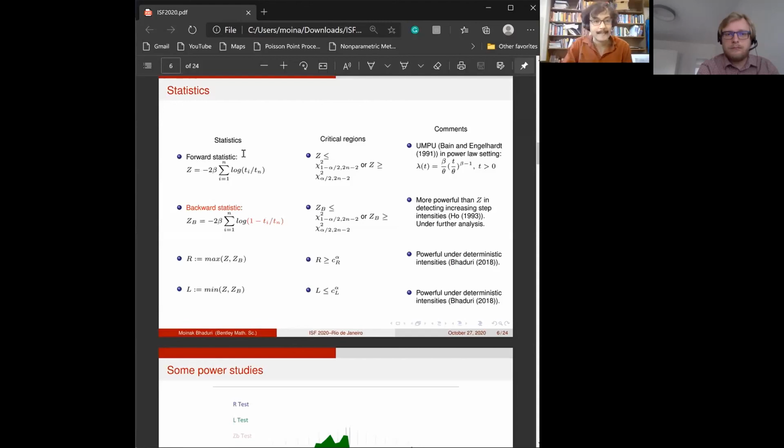And one way to check whether you have a significant change is through this statistic called the forward function, the forward statistic, which is extremely well known in the literature. It's known to lead to a few optimal tests, and it's defined through log combinations of the time ratios.